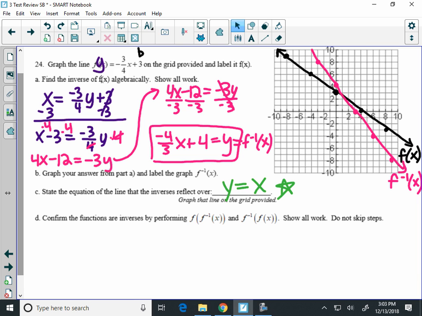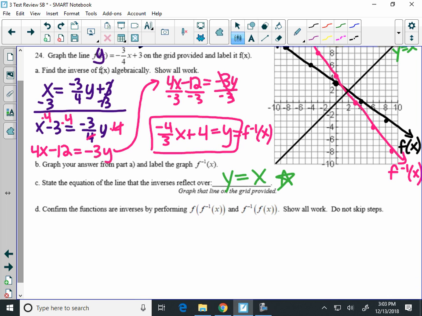If we graph y equals x, remember that is the line that goes through the origin with a slope of 1. That line I just graphed right here. And you should see that your graphs look like they do indeed reflect their mirror images over that line. Now what we want to do is confirm that these are actually inverses.